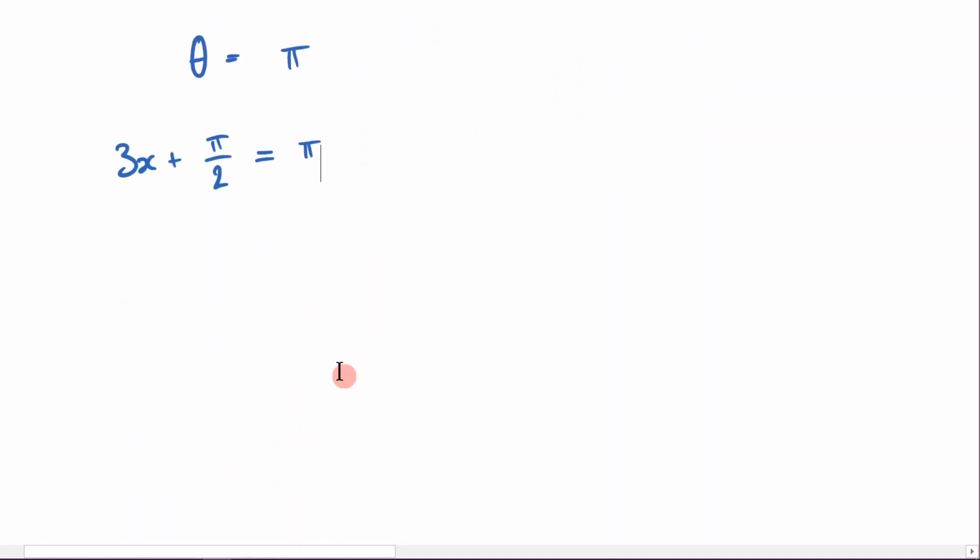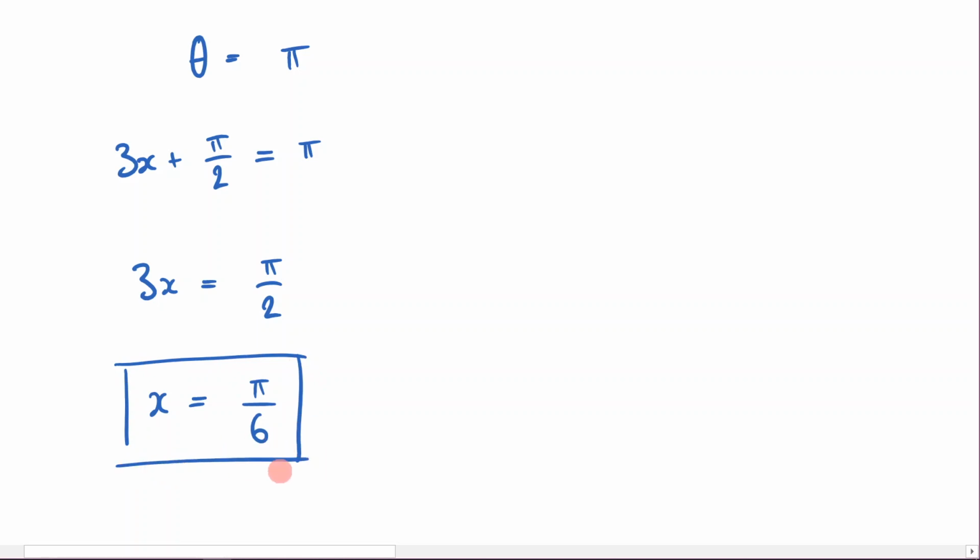Then I'm just going to solve for x. So 3x is equal to pi on 2, because I'm just subtracting pi on 2 from both sides. Pi minus pi on 2 is pi on 2. And now it's just going to be x is equal to pi on 6. And that's my answer. So after all of that craziness, that's going to be my answer.